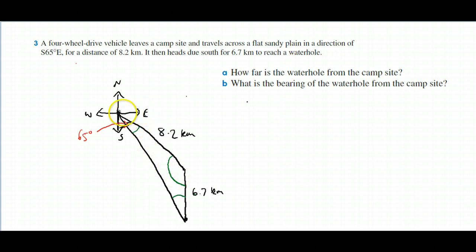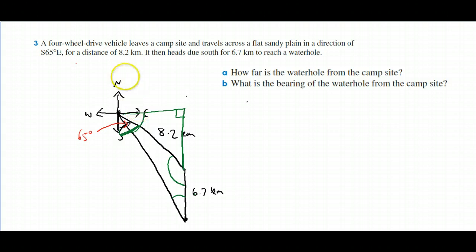Okay, let's imagine there's a triangle that goes across there. So it goes due east and then it goes south, and it forms a right angle at that point there. Well, we know this angle in here is 65 degrees. That was what was given to us at the start, that this angle here was 65 degrees.